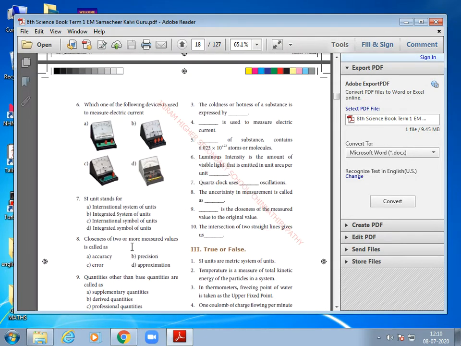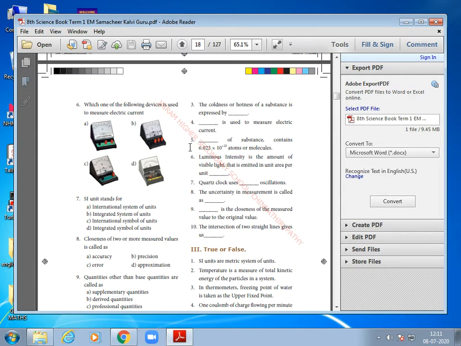Third question: the coldness or hotness of a substance is expressed by what? That is the definition of temperature, so the answer is temperature. Fourth question: dash is used to measure electric current. It is an ammeter. An ammeter is used to measure electric current.